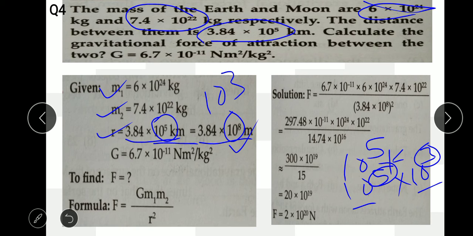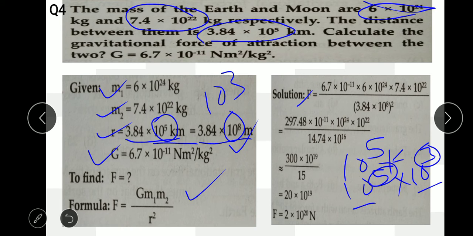This is the r value. The G value is very well known to us. I have already shown this G value to you in previous lectures. So you will remember 6.7 into 10 raised to minus 11 Newton meter square per kg square. This is the G value. Now the formula we know: F is equal to G m1 m2 upon r square. This is the universal law of gravitation. Here we will substitute all the values.